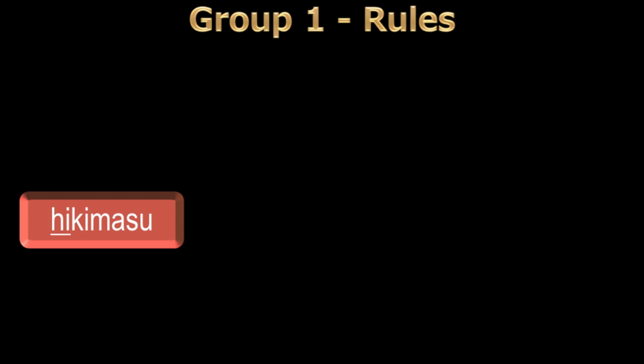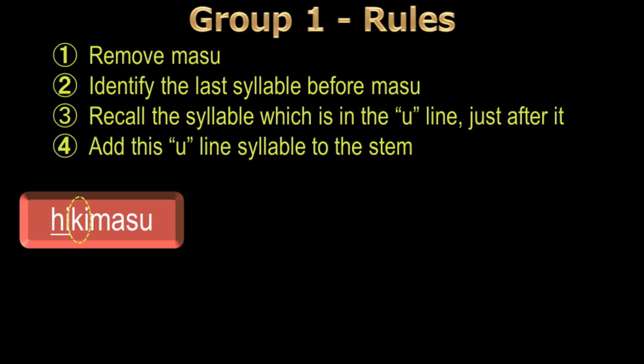In case of group 1 verbs like hikimasu, which means to play, say for example a musical instrument like piano, the syllable before masu will always be a syllable that resides in the I line of the hiragana chart, and this has to be replaced by the syllable that comes just after it in the U line of the hiragana chart. So the first step is to remove masu. The second step is to identify the last syllable before masu. The third step is to recall the syllable that resides in the U line just after it. And the last step is to add this U line syllable to the stem, and then you will get the dictionary form. Now that we have taken the verb hikimasu as an example, let us follow the steps one by one and the construction will become clear.